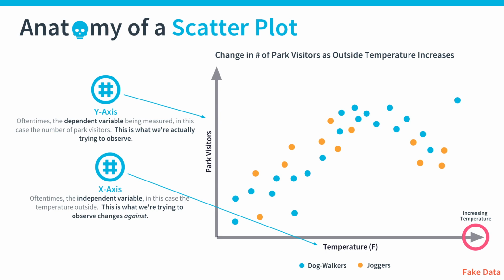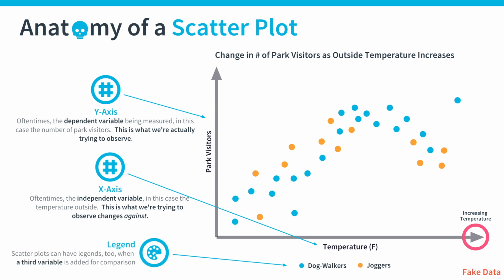If you're like me, you enjoy going to the park when the weather outside is just right. If it's too cold or if it's too hot, no thanks. And in this chart, you can see that most people seem to feel the same. As the temperature gets warmer, the number of park visitors increases, but as it gets too hot, that number starts to dip down again. Scatter plots can also have a legend if we want to add a third variable into the mix. In this case, maybe we want to see if the number of park visits at different temperatures varies for joggers compared to dog walkers. Oh, and before I forget, make sure you always add a title to your chart.